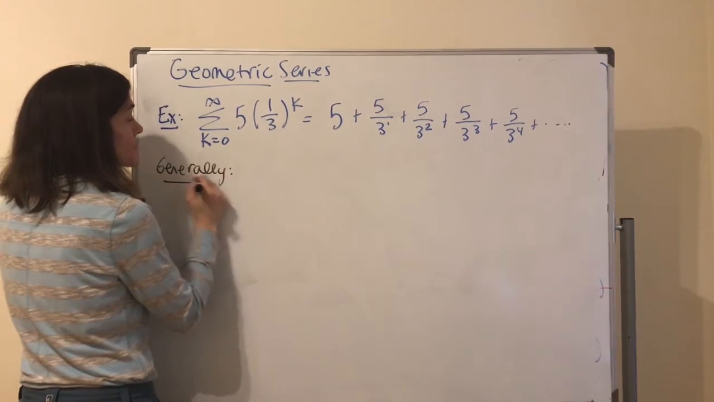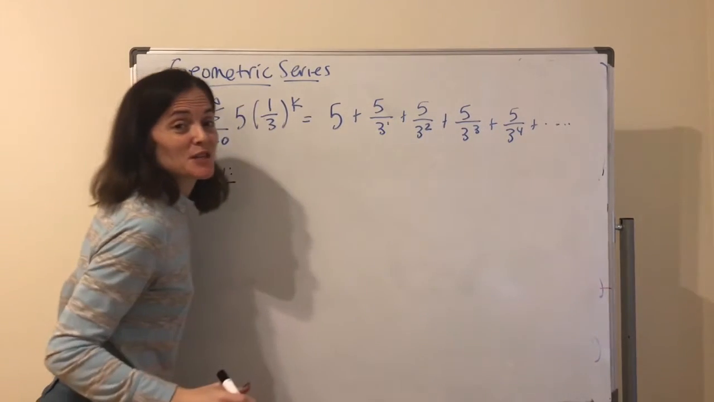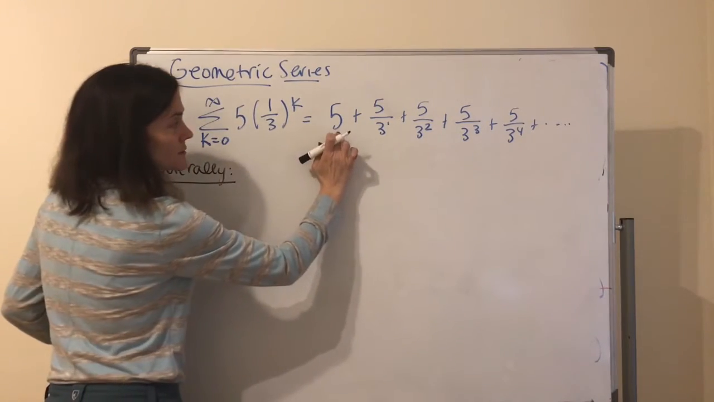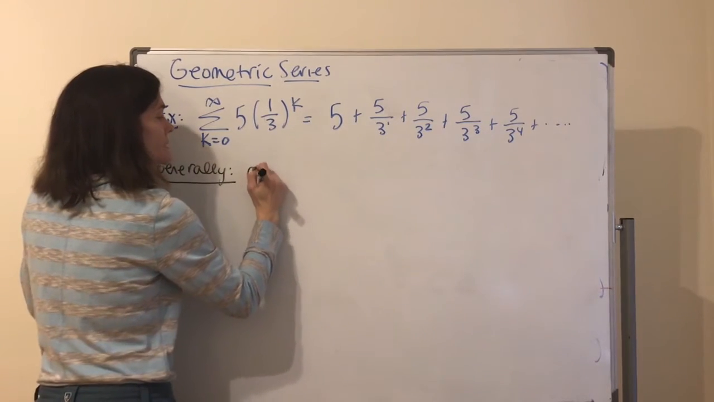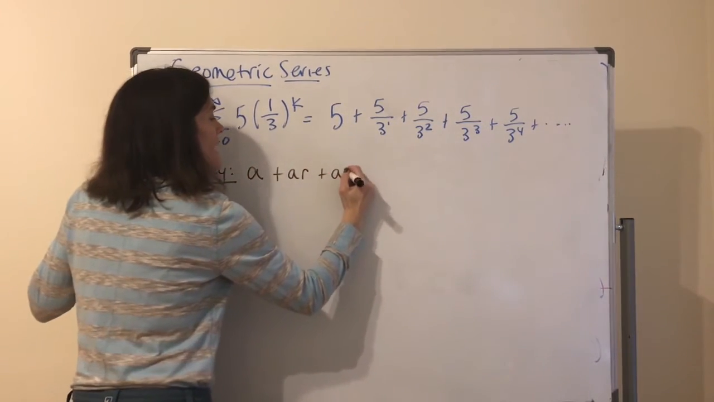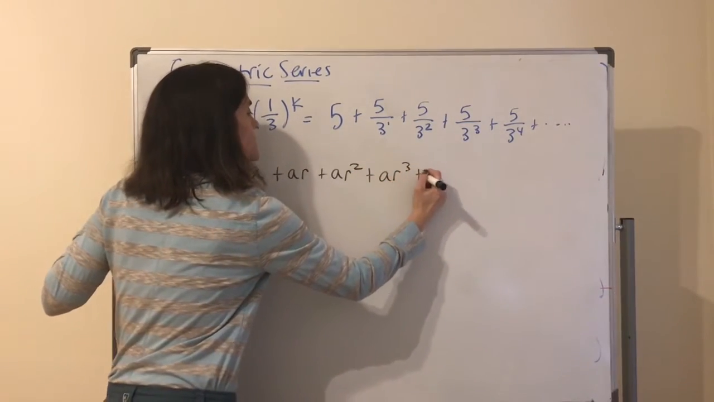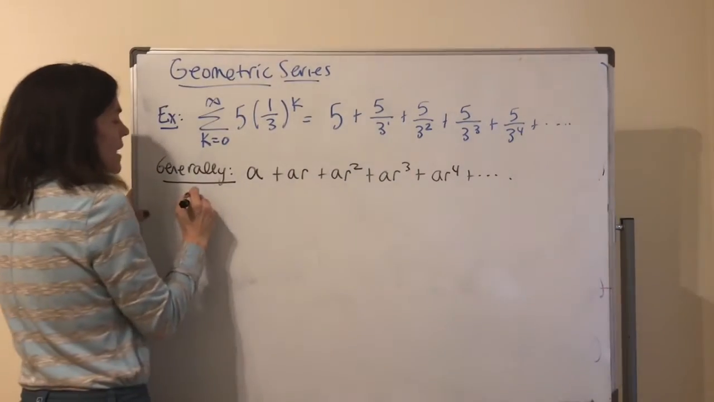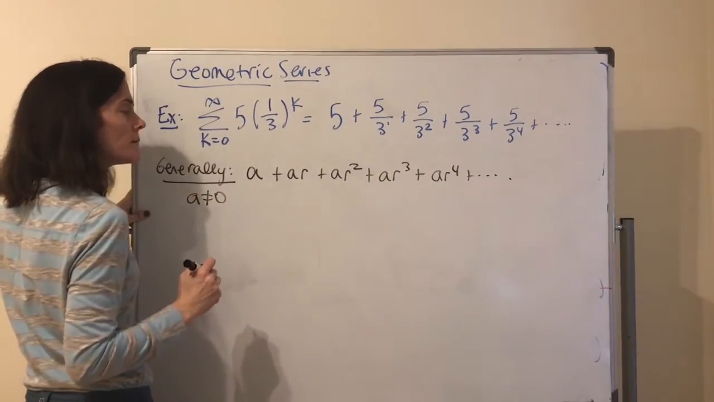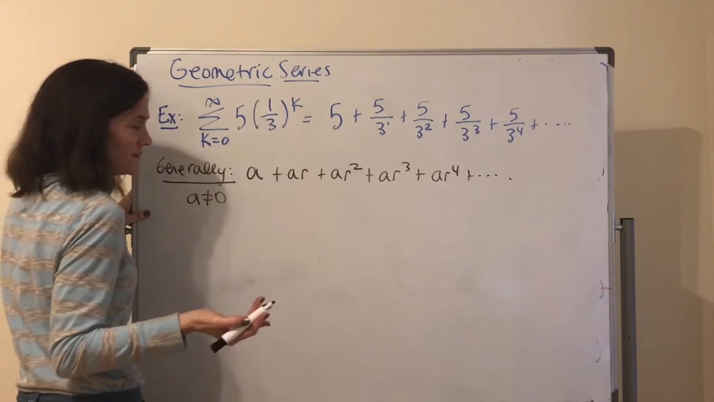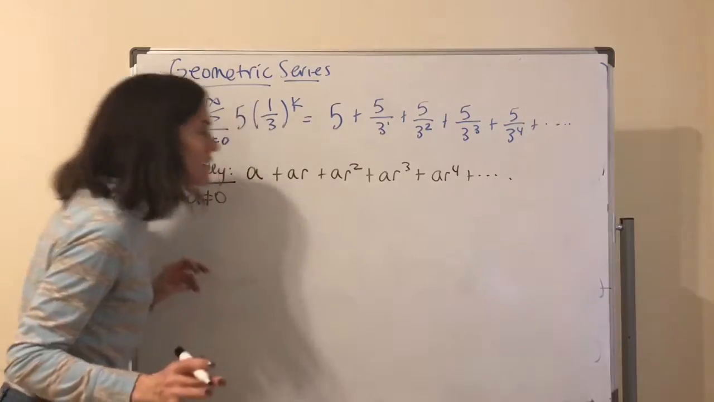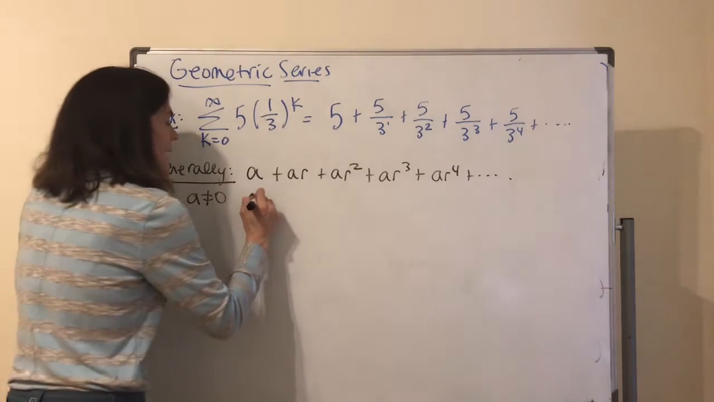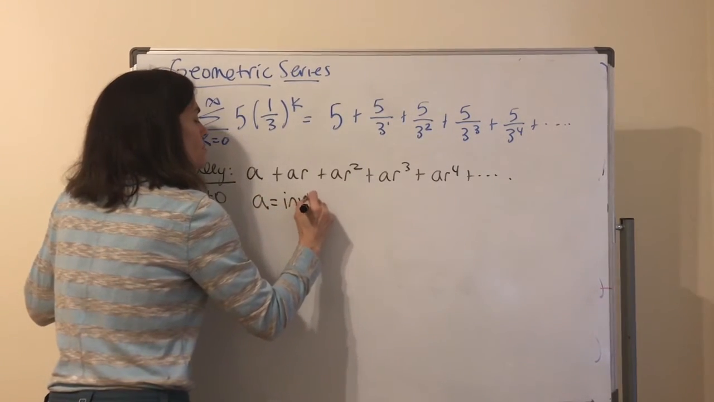What does a geometric series look like? I'm not going to write it in summation notation at first because I really want to stress the form of it. So it looks like this: a plus ar plus ar squared plus ar cubed plus ar to the 4th, and so on, where you need a to not be equal to 0 for this to make sense, because otherwise the whole thing is just 0. Now, a has a name. This is the initial term.